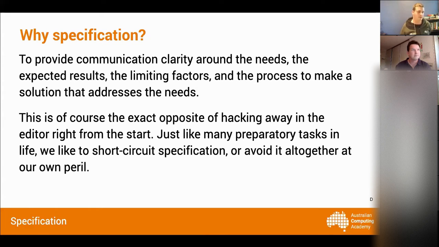Like it says there, you can go in and start implementing something, but you do that at your own peril. It's better to step back and think about how to solve that problem.